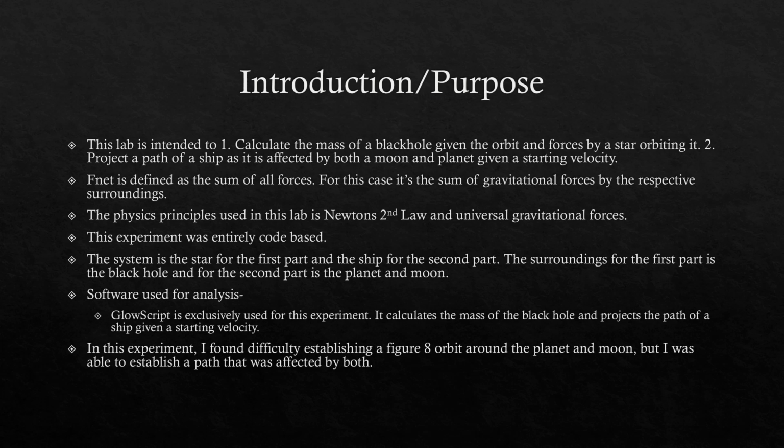This experiment is entirely code-based, and the system is the star for the first part and the ship for the second part. The surroundings for the first part is a black hole, and for the second part, it's the planet and the moon. GlowScript is exclusively used for this experiment as it calculates the mass of the black hole and projects the path of the ship given a starting velocity.